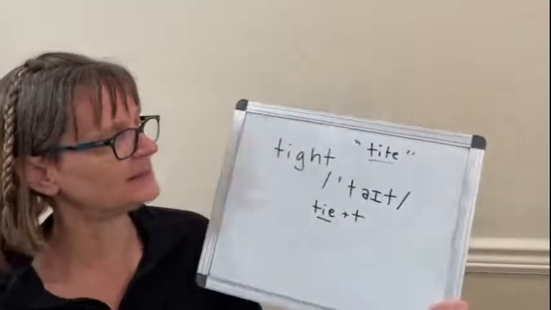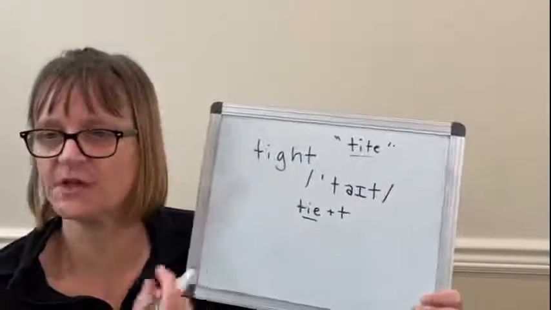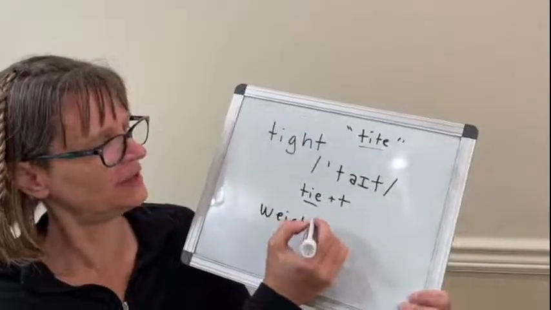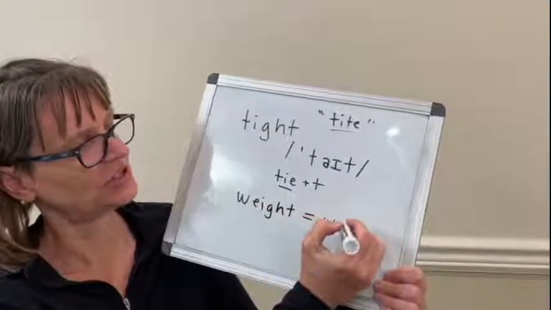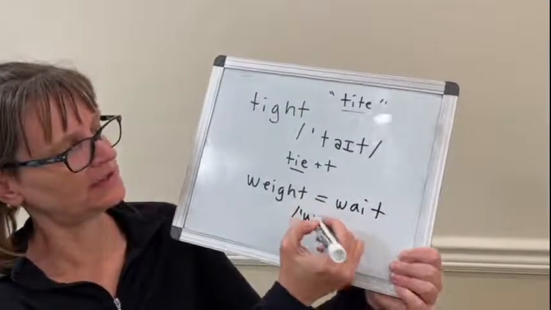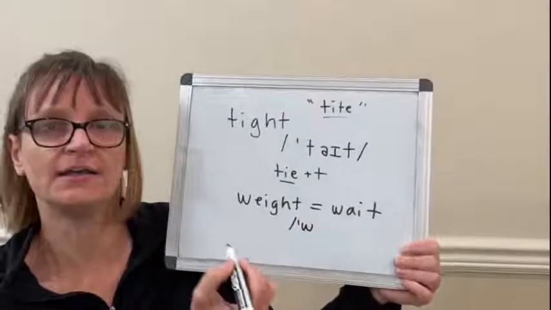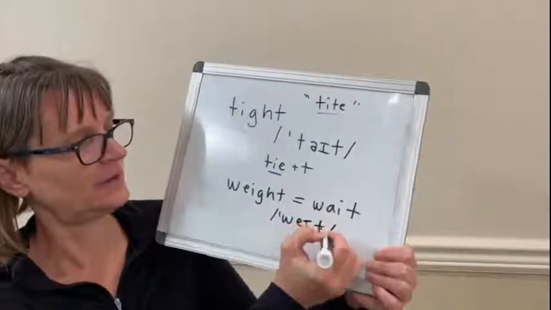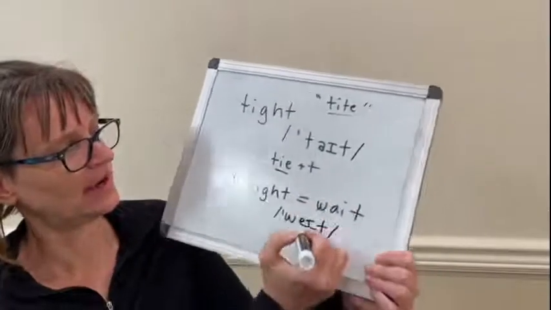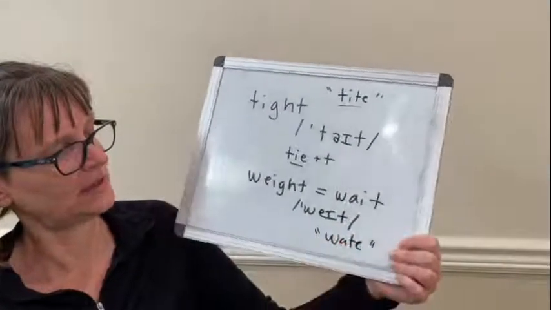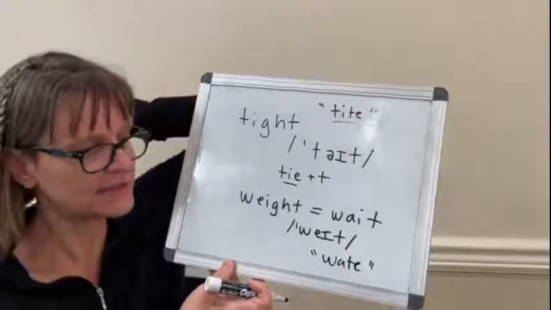So it might be helpful for you to think of the word tie first and then adding a T, tight. Versus weight. Again, we have a silent GH in this word. That has the same pronunciation as this word, wait, in one syllable. This EI says the A diphthong, which, again, I could rewrite it this way, wait, just like the 8 sound.